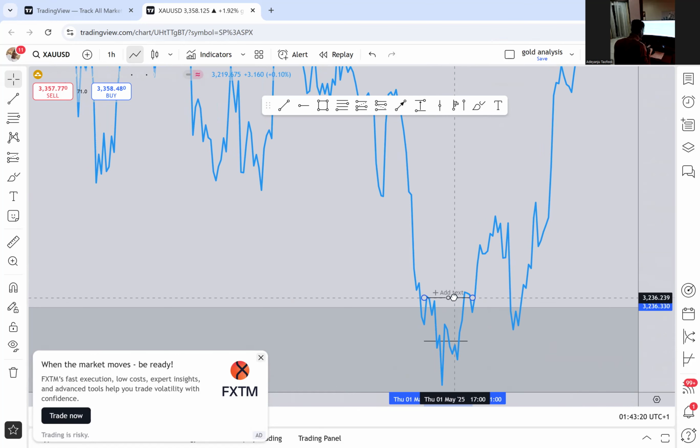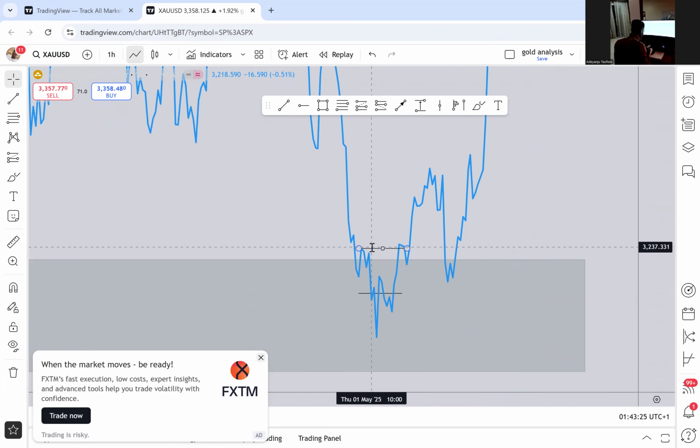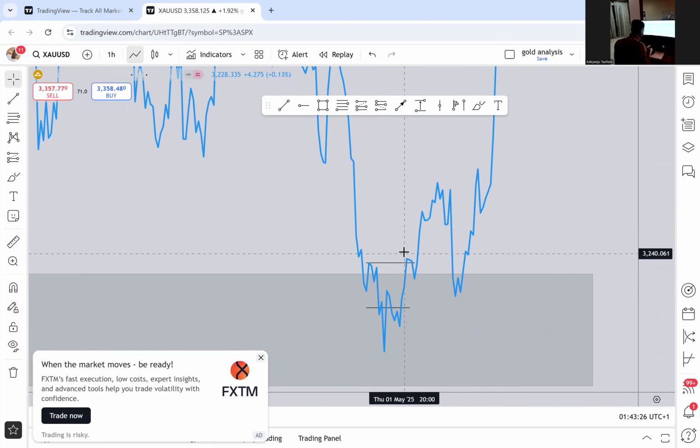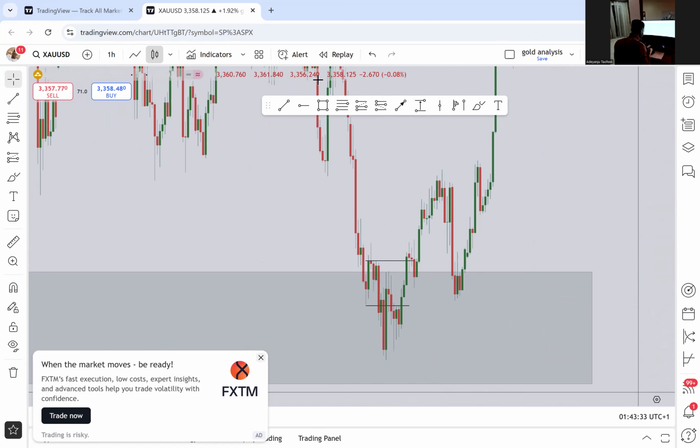So we know that the eye has been taken, right? Has been taken here. We can see this level that the eye has been taken. So you can then switch back to the candlestick, right? Now we can see that price has tapped and has taken the eye.